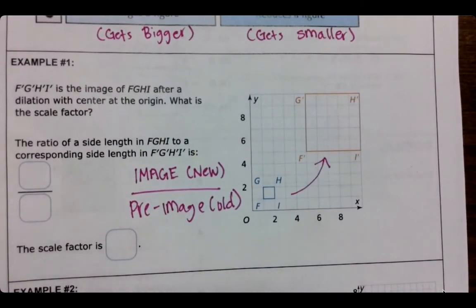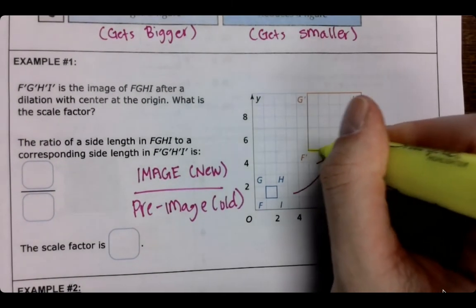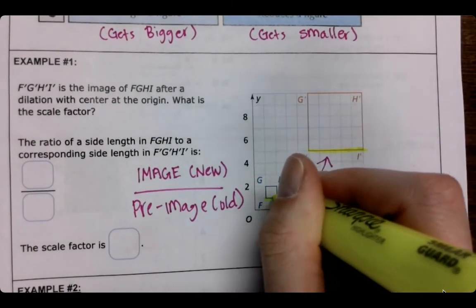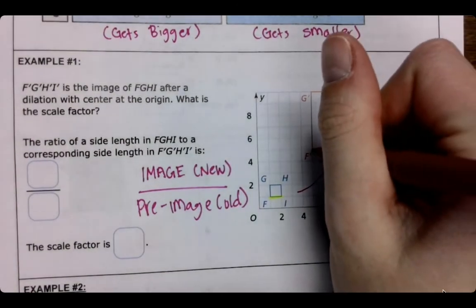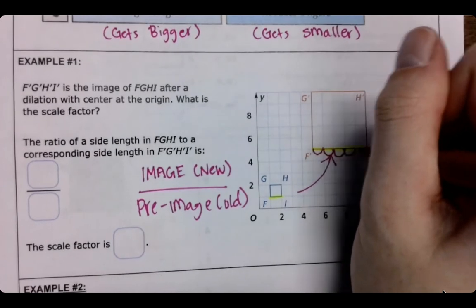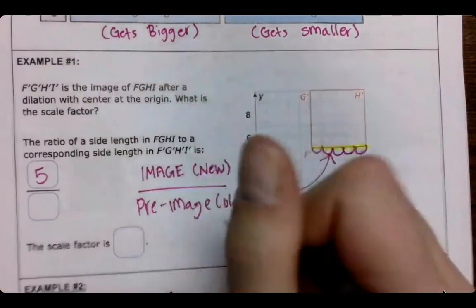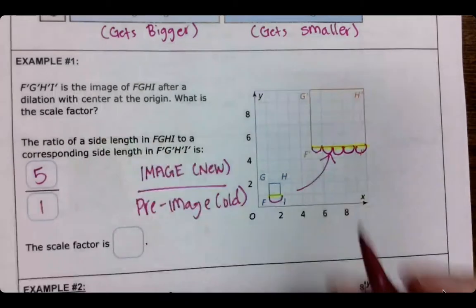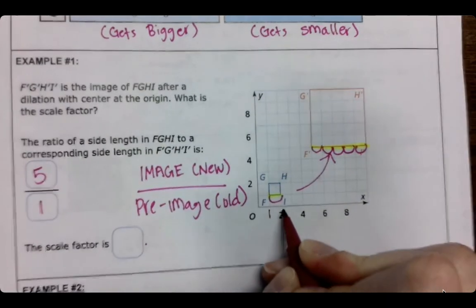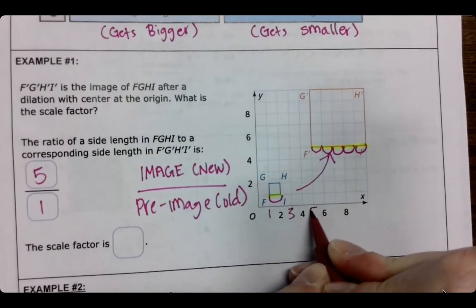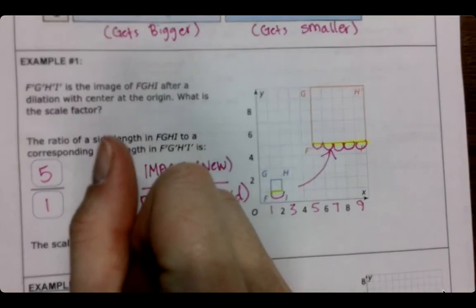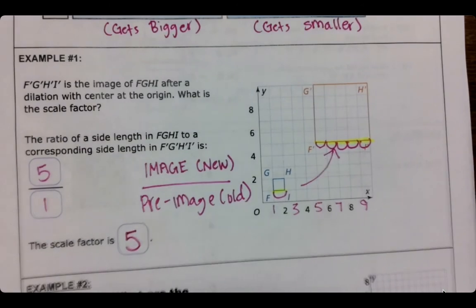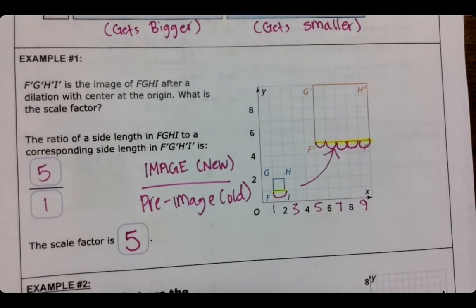So if we pick a side, it does not matter what side we pick. I'm going to go with this one right here, which means the corresponding would be right here. So we are going to count, right? 1, 2, 3, 4, 5 over 1, because this, right? 0, 1, 2, 3, 4, 5, 6, 7, 8, 9. So the scale factor 5 over 1 equals 5. Okay? That's all we are doing.